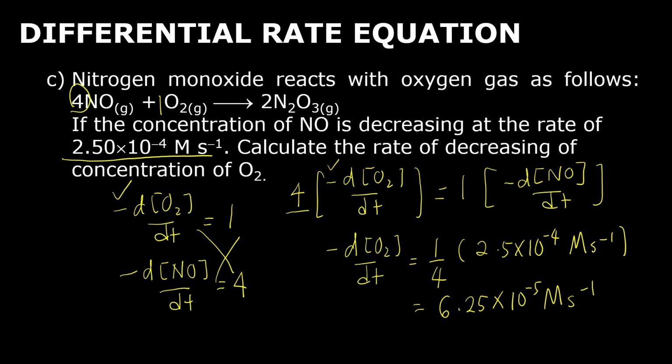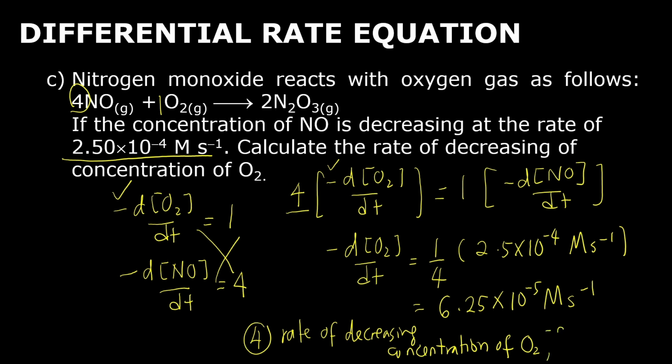We do not stop here. The last step is we write again the rate of decreasing concentration of oxygen equal to 6.25 times 10 to the power of negative 5 molar per second.